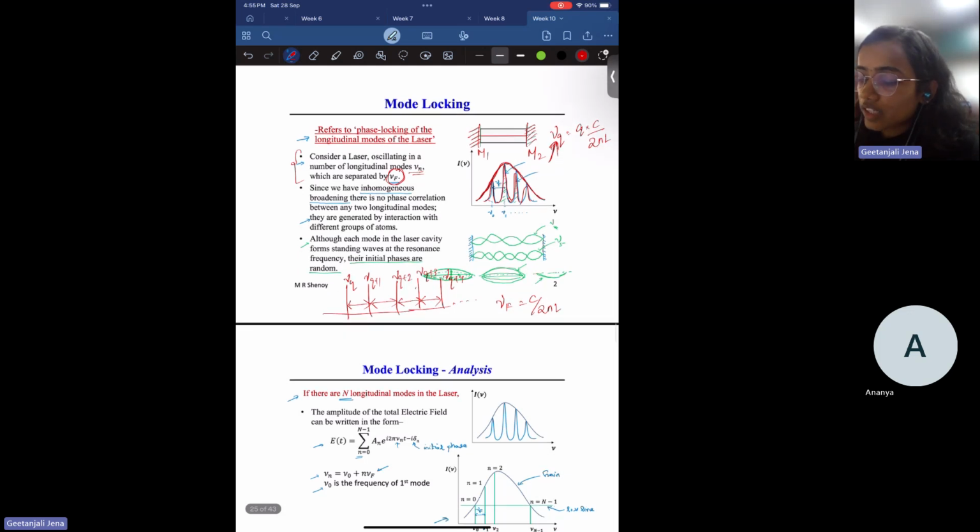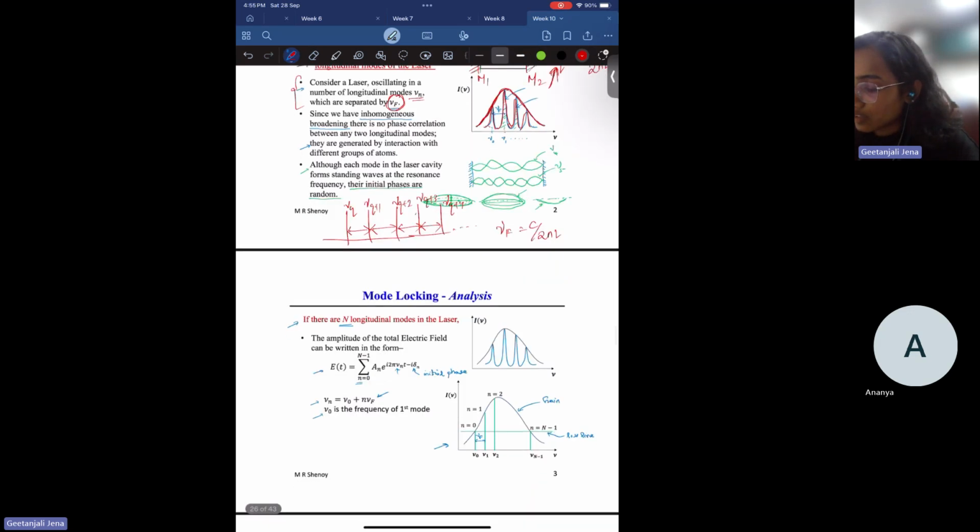And so what we can assume is that the phase relation between these different longitudinal modes must be random, because there are different interactions for the different modes. So initially we can assume the initial phases of these longitudinal modes are random. So there is no phase relation between these longitudinal modes.